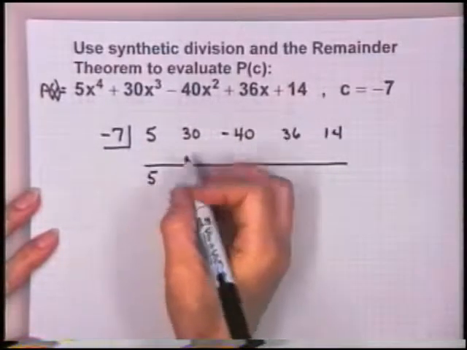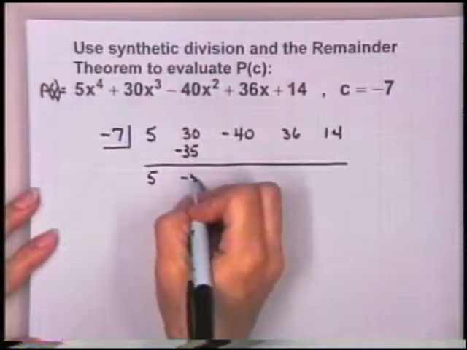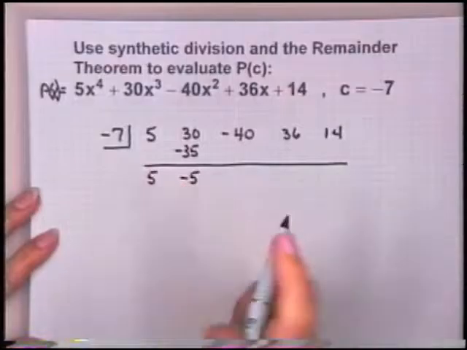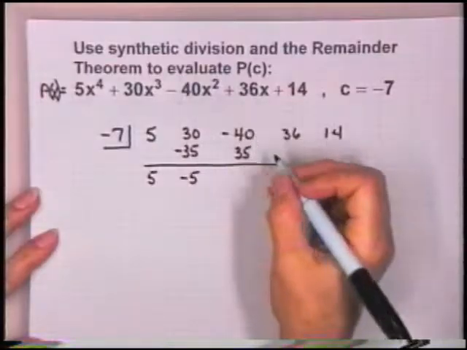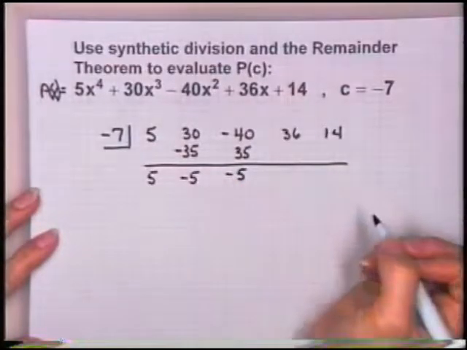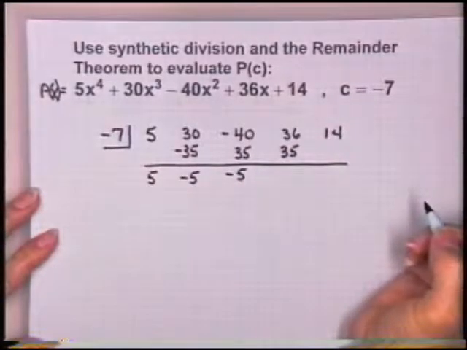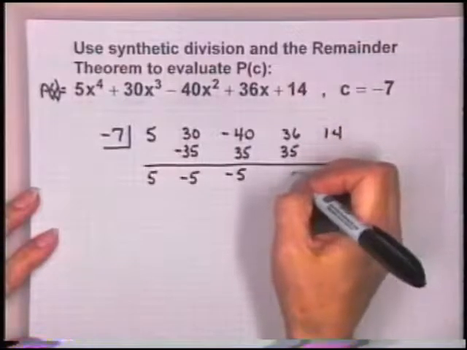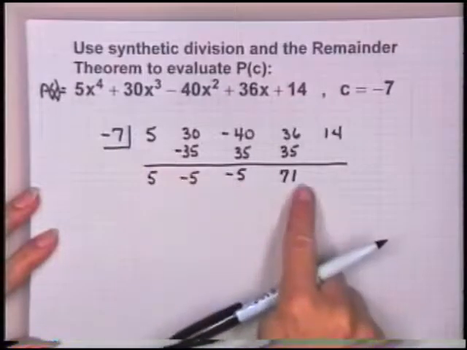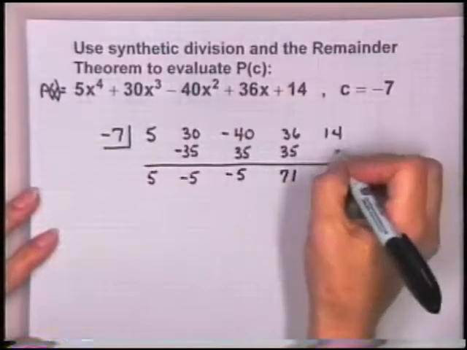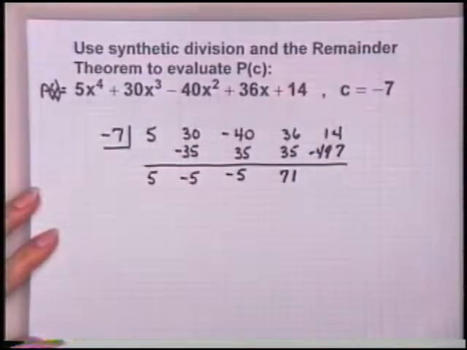Now remember to bring the first one down. Negative 7 times 5 is negative 35, isn't it? When we add, what do we get? Negative 5. Negative 7 times negative 5 is a positive 35. Negative 40 plus 35 is a negative 5. Negative 7 times negative 5 is a positive 35, isn't it? Okay, well let's add here. I've got 6 and 5 is 11, 4 and 3 is 7. Now I need to multiply negative 7 times 71. Well, negative 7 times 1 is 7, 49, and that's negative, right?